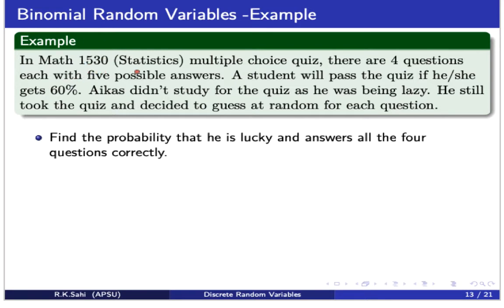In a Math 1530 Statistics multiple choice quiz, there are 4 questions, each with 5 possible answers. A student is going to pass the quiz if he or she gets 60%. Now, one of the students, Akis, did not study for the quiz as he was being lazy. He still took the quiz and decided to guess at random for each question.